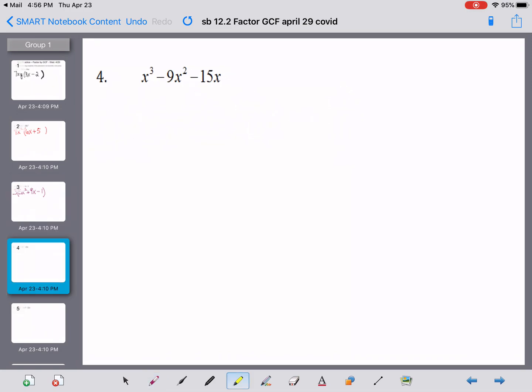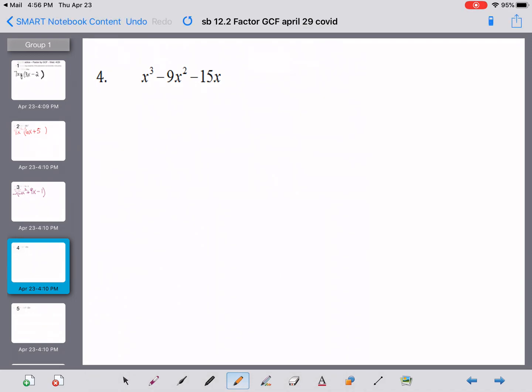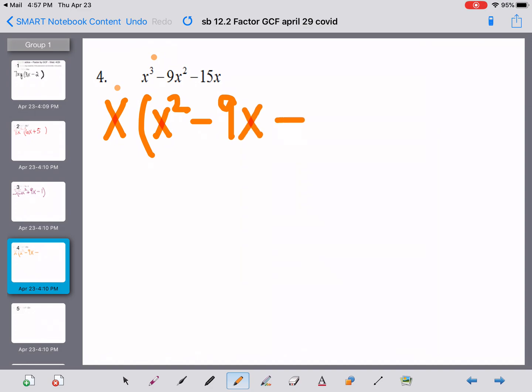Problem number 4. X cubed minus 9x squared minus 15x. No numerical greatest common factor, but we do have an x for our greatest common factor. It's the smallest exponent on those 3 values. And when we factor out the x, we had 3 x's, we took out 1, we've got 2. We didn't do anything with the 9. We had 2 x's, we took out 1, we've got 1. And 15x divided by x is 15. We had 1 x, we took it out. There's our factored version.